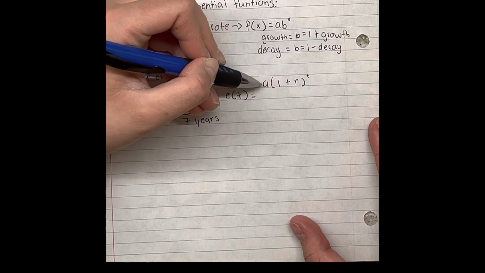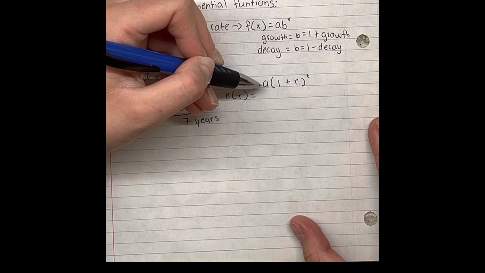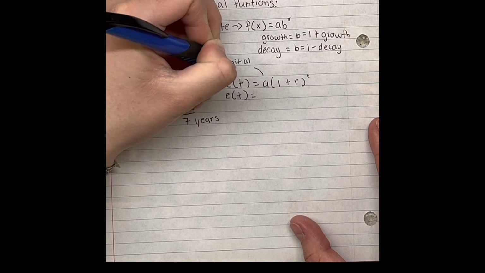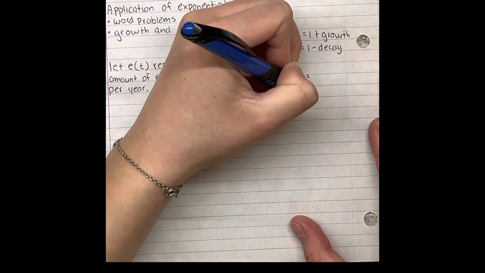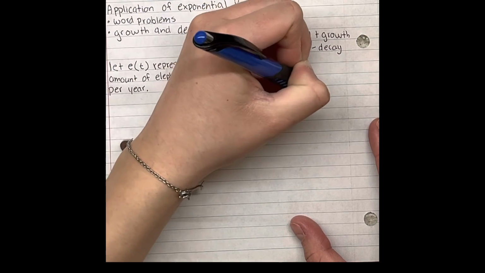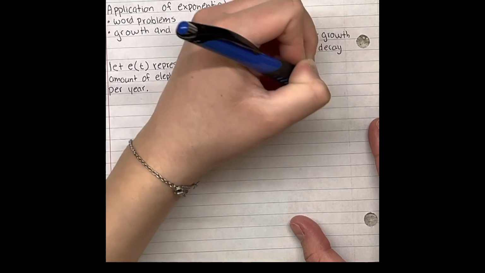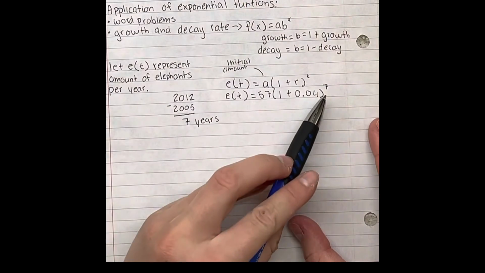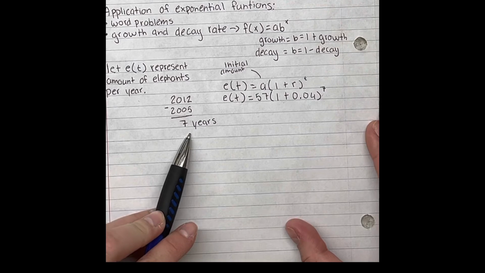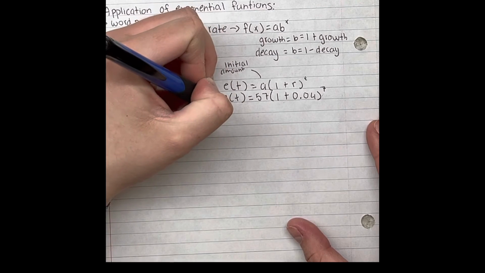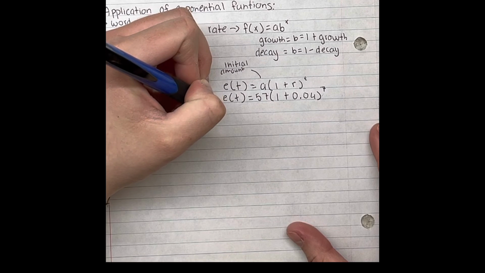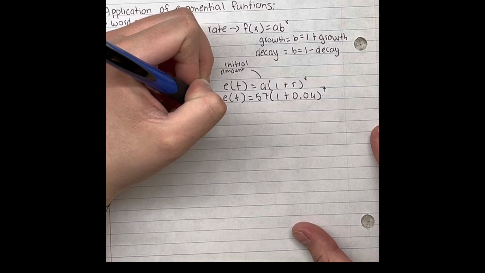And then filling it in, we know that A is the initial amount, so the initial amount of elephants is 57. I'm so sorry about my hand covering this. I was trying really hard, but it's not possible. And so anyways, now that we plug in t is our time, so 7 years, and then the growth rate is 4% each year. So that's what that is saying.